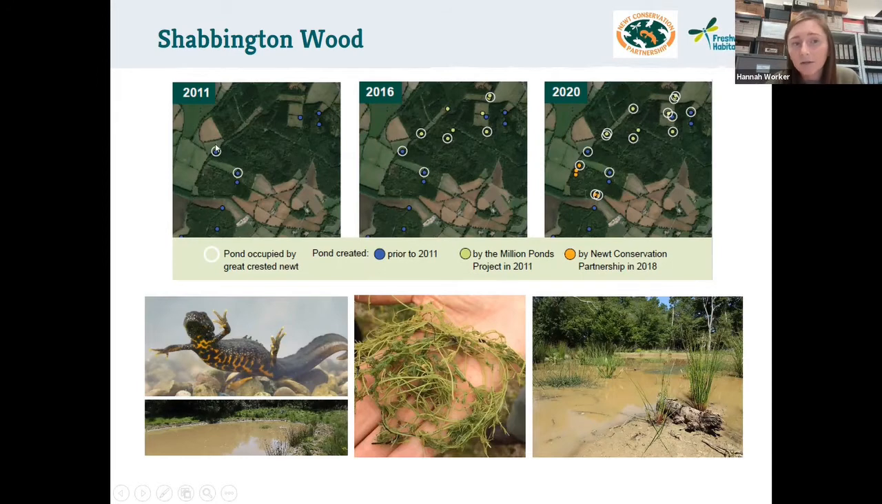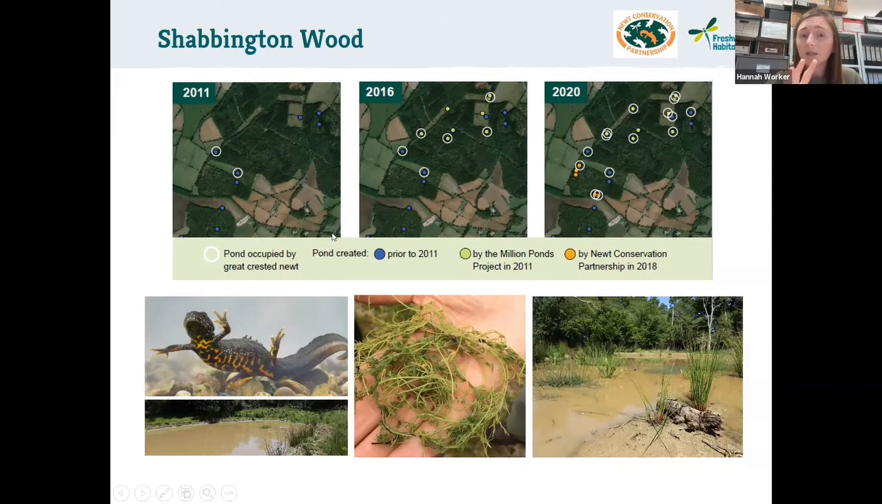Back in 2011, a couple of the ponds had great crested newt recorded in them. More ponds were added to the landscape, and you can see the newt starting to spread across the forest. And now in 2020, with loads more ponds added, there's really high pond density in the woodland. Newts are now across that whole woodland area. So by adding and improving the habitat in that IFA, there's been an amazing uptake in the species population.